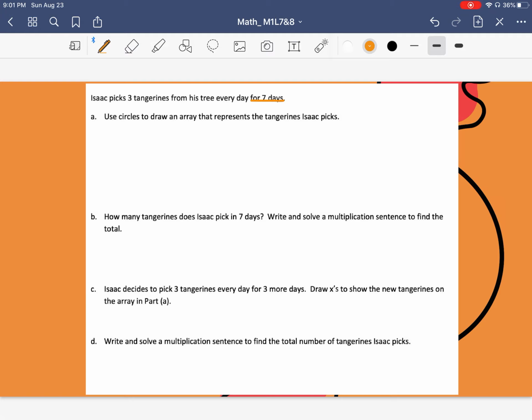So I'm going to put 7 rows first, where each row represents each day. So this is day 1, 2, 3, 4, 5, 6, 7. And on each day, he picked 3 tangerines. So I'm going to draw 3 dots on each row.